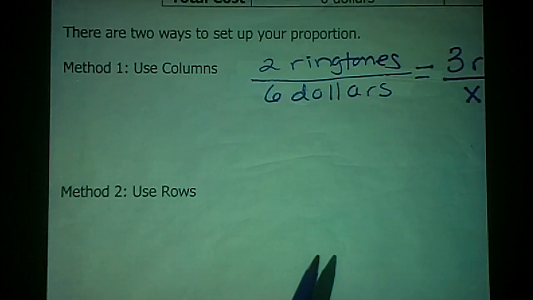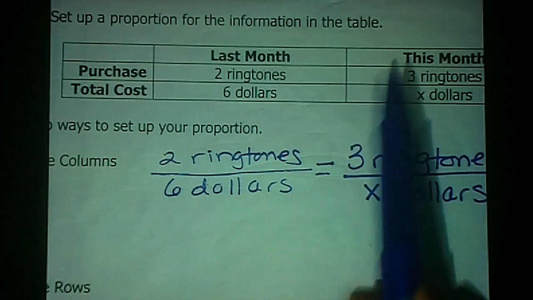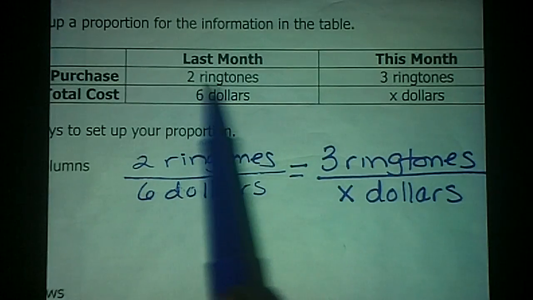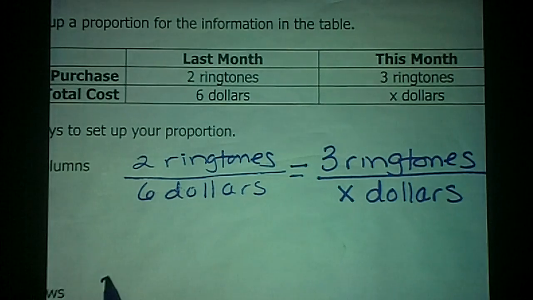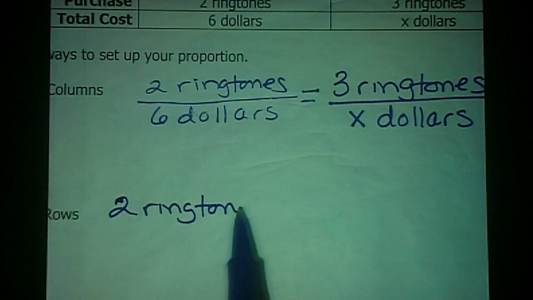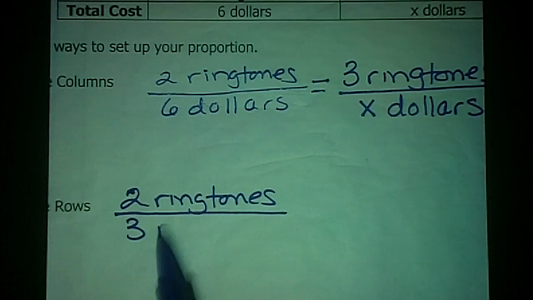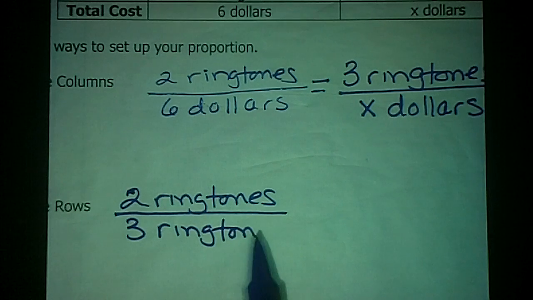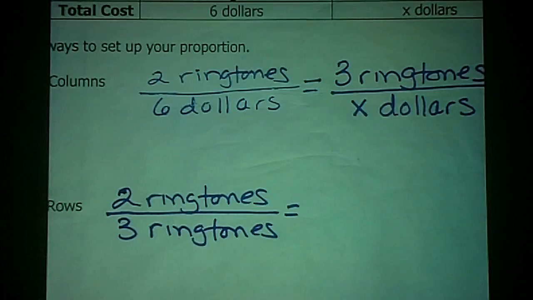You'll remember that rows go across, left to right. So we're going to take the information in the table from left to right. We're going to compare 2 ringtones to 3 ringtones. 2 ringtones to 3 ringtones. Which means on the other side of our proportion is where we're going to put the information in dollars.